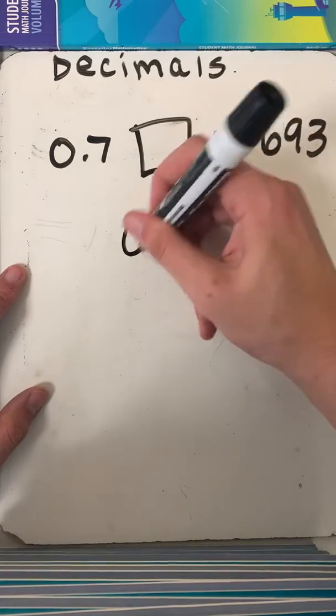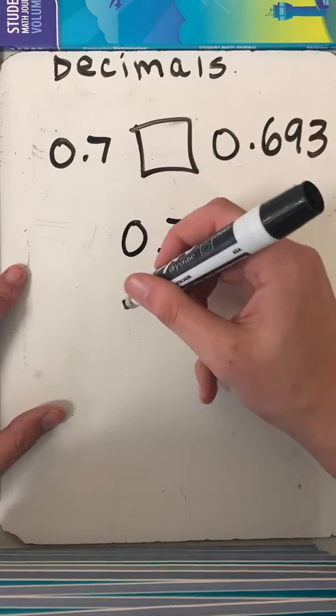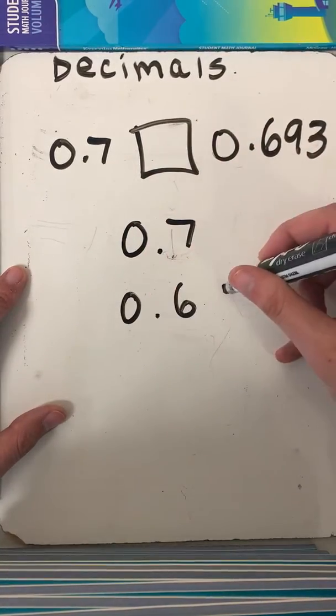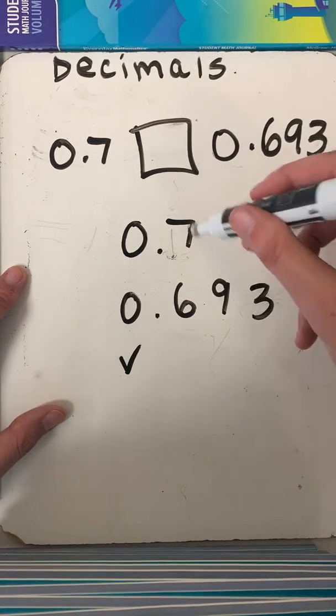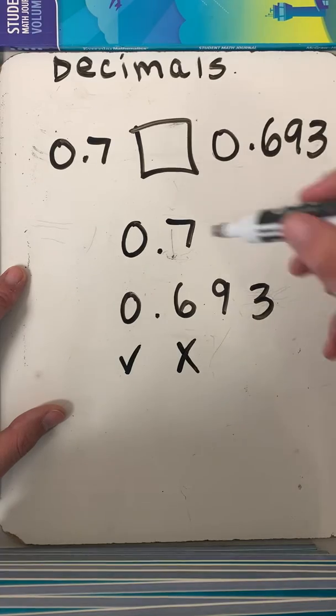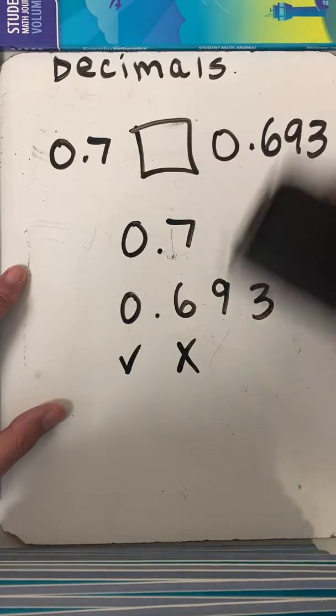But if you look a little bit closely, if we line these up, these zeros are the same. Oh, 7 and 6 are different. Okay, so right away, this number is actually greater.